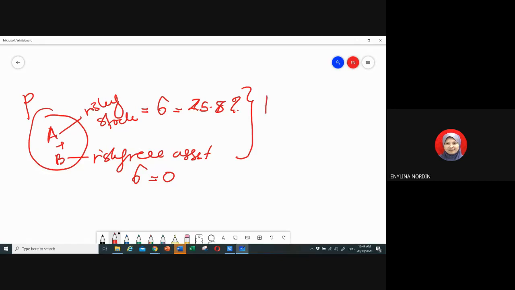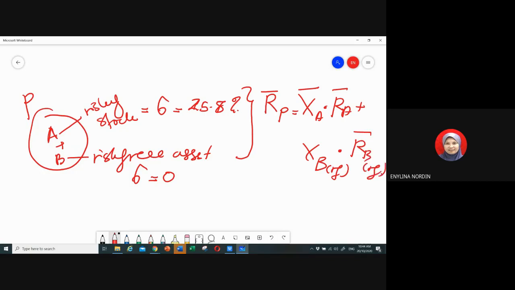Jadi macam ni nak kira expected returns of the portfolio. Jadi you kena weightage in stock A multiply by expected return stock A, sama lah weightage in stock B that is risk-free plus multiply by expected returns of stock B, which is risk-free asset. Definitely return stock B is lower than expected return stock A. Kenapa? Low risk, low return. Okay, low risk, low return.